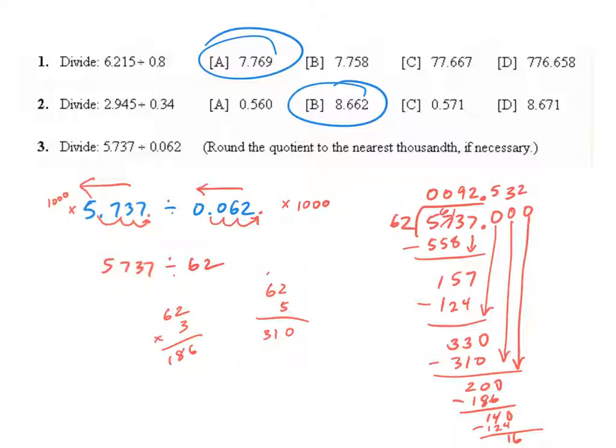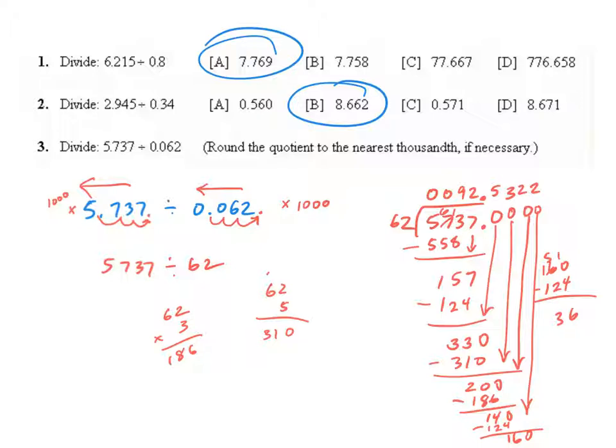I'm kind of running out of room down here on the bottom of my problem. If that ever happens, you can always just bring it up to the right a little bit. So I'm going to go ahead and just bring it up right here. And I'm going to go ahead and bring one more place value down. So put a 0 right there. 62 goes into 160 twice again. And 2 times 62 is 124.